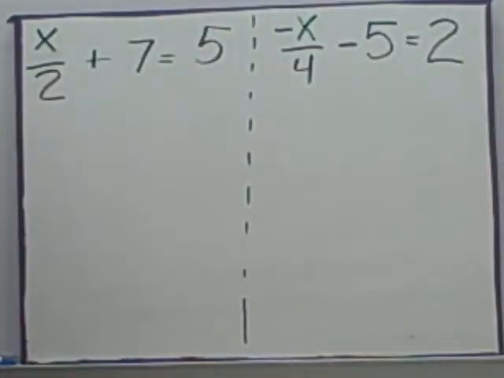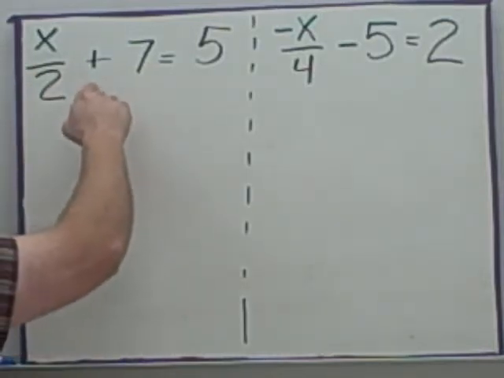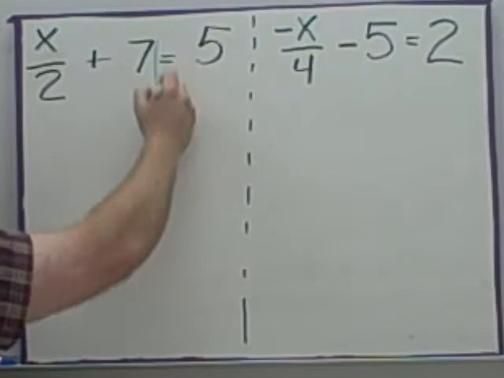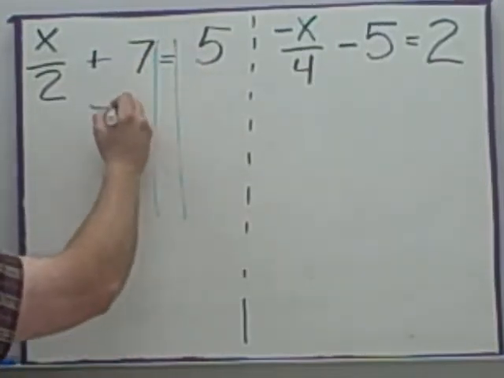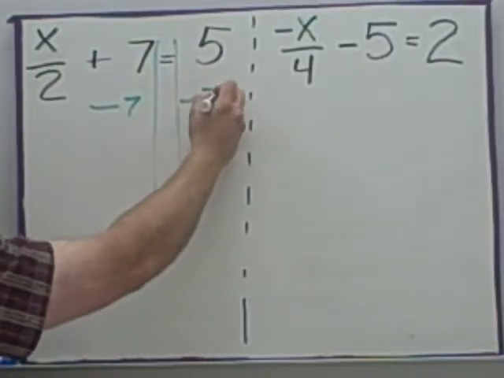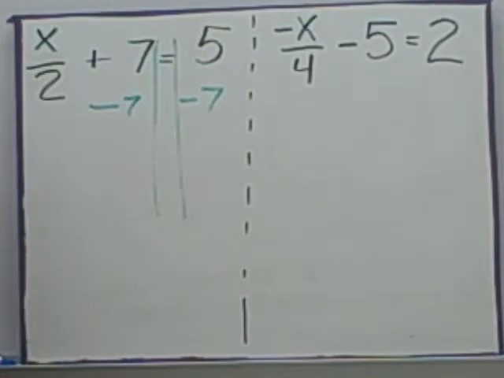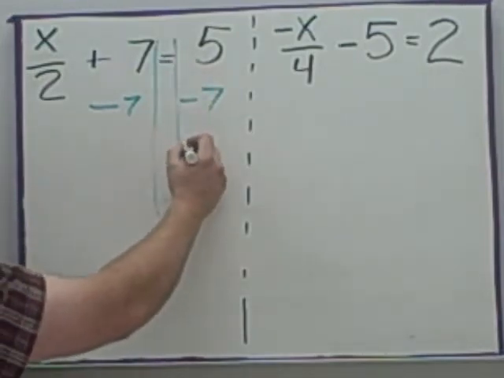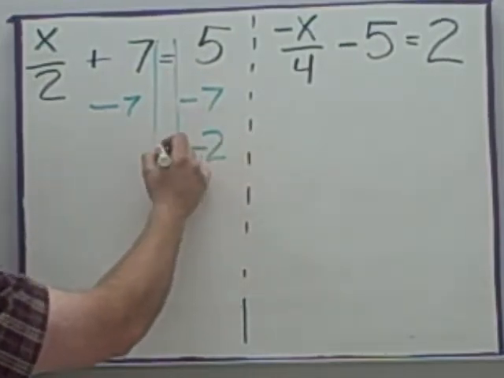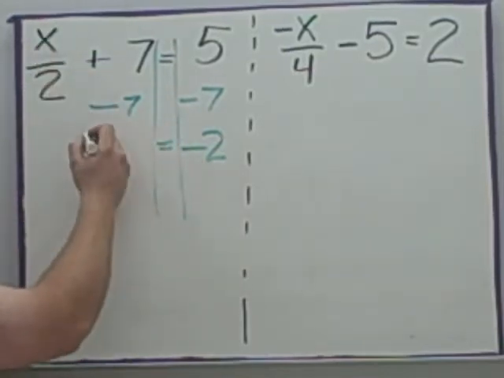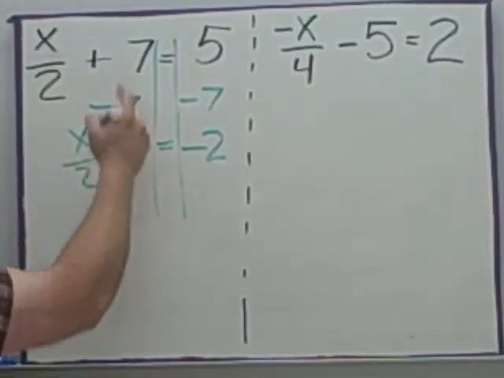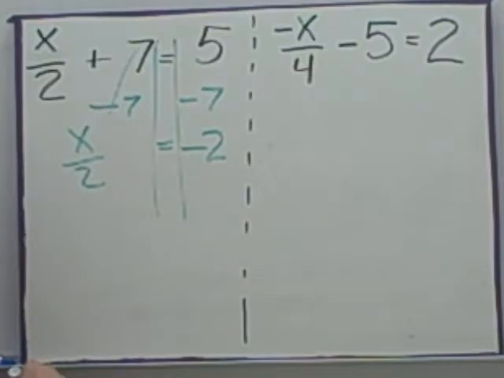How about with dividing in there? Here I've got x over 2 plus 7 equals 5. Again, I'm going to start with a plus 7, and I'm going to do the opposite, which is minus 7. So I subtract 7 from both sides. 5 minus 7 is going to give me a negative 2. X over 2 is still here. The 7s cancel out. Now I've got x divided by 2.